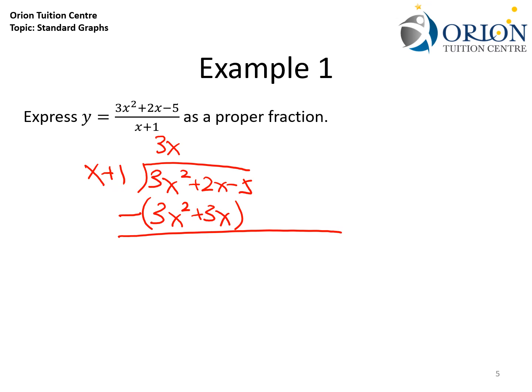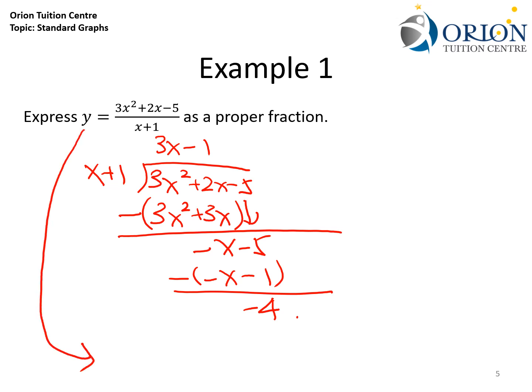This subtraction will give me negative x, and I'm going to bring the 5 down, so minus x minus 5. And now, in order for me to eliminate this negative x, I will need a minus 1 on top, and this gives me minus x minus 1, which I need to subtract from minus x minus 5. And therefore, this leaves me with negative 4. And we are done with the long division process, and therefore, this rational function can be expressed as y equals 3x minus 1 minus 4 over x plus 1.